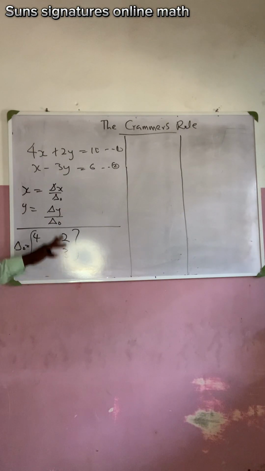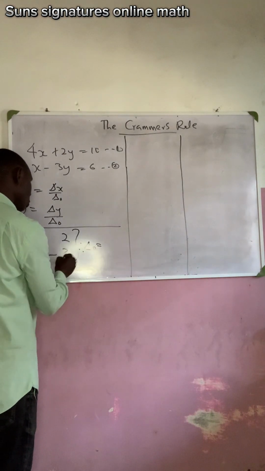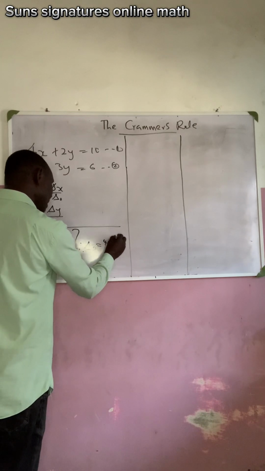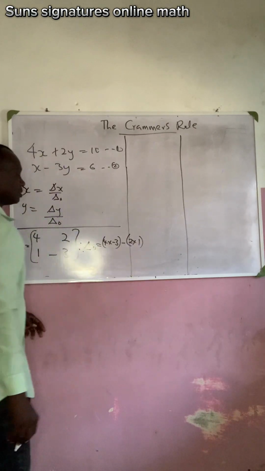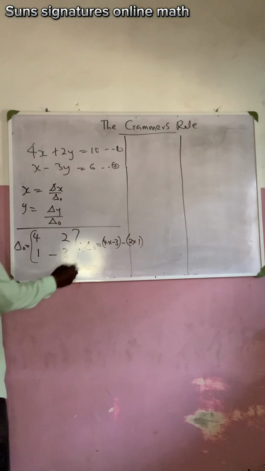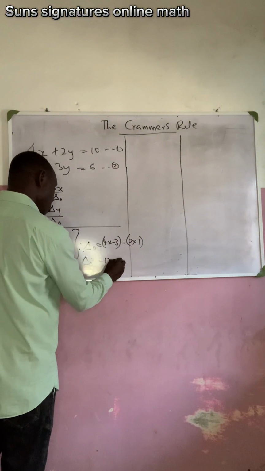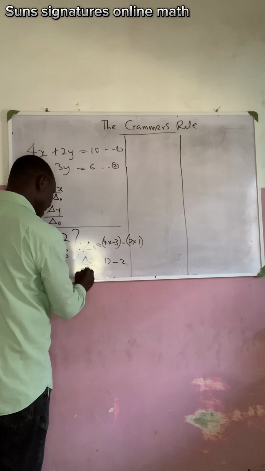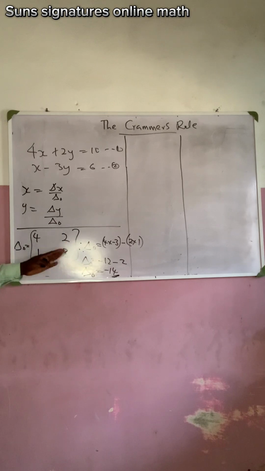Now I have to look for the determinant of this matrix. What do I do? Multiply the major diagonal minus the minor diagonal. So delta 0 will be equal to 4 times minus 3, minus 2 times 1. Now, 4 times 3 is 12, of course, so it's minus 12, minus 2. So delta 0 will be equal to minus 14. This becomes my delta 0. I will keep this as my delta 0.